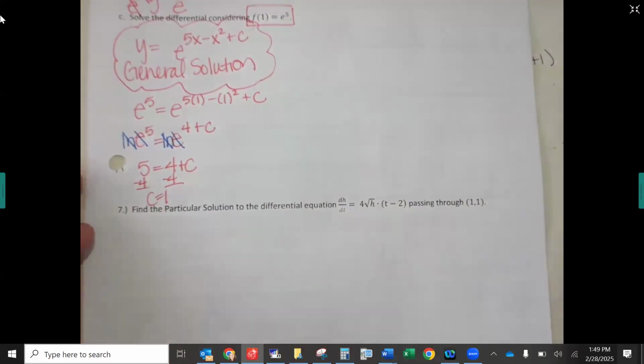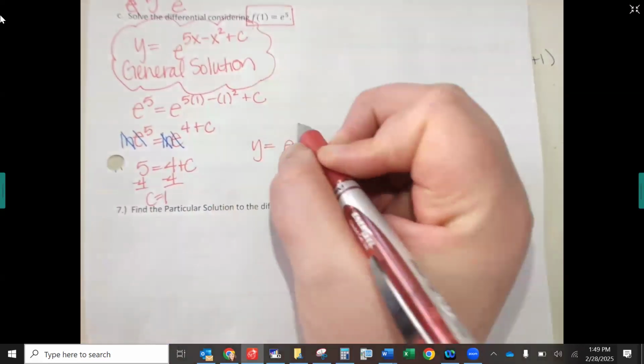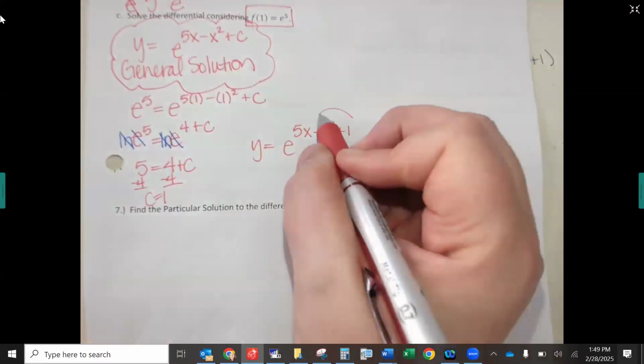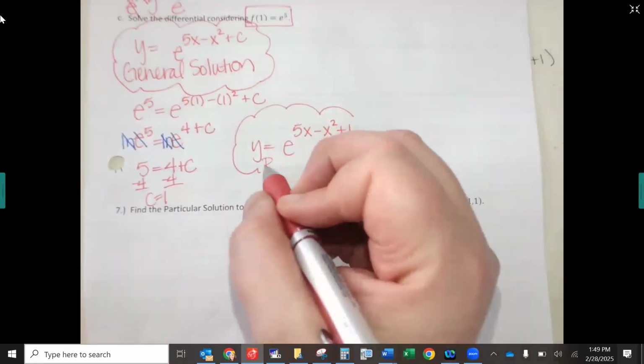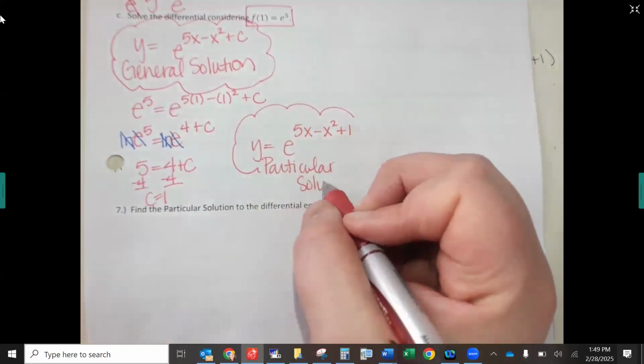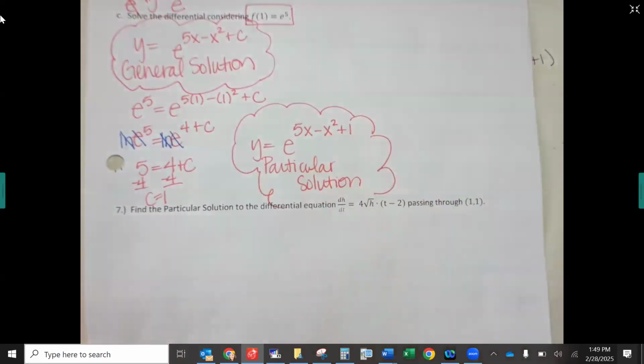Okay, then don't forget to finish it out. You should rewrite your equation with the 1 in that C spot. So it'd be y equals e to the 5x minus x squared plus 1. And that's your particular solution.